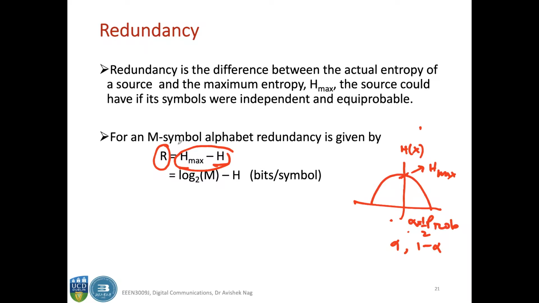So for an M symbol alphabet, if the source symbols are equiprobable, then the probability will be 1 over m for all the symbols of the source. So H max will be, by definition, log of m to the base 2. Log of m to the base 2 minus H is your redundancy.